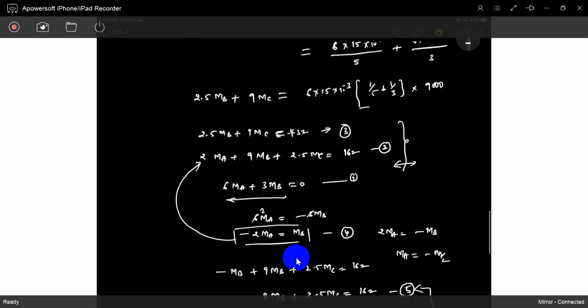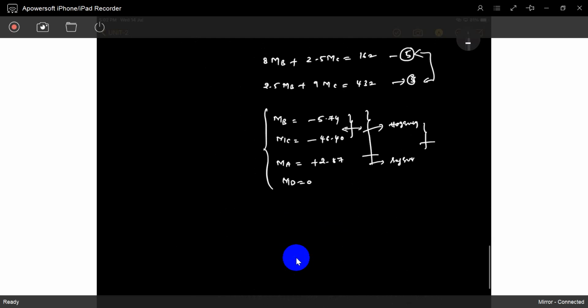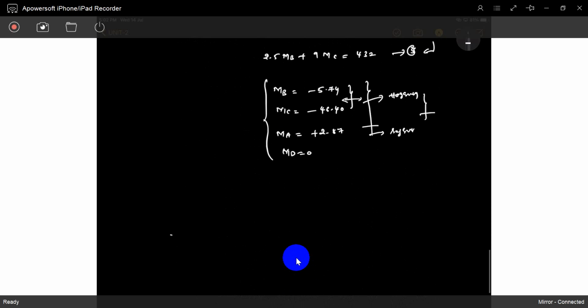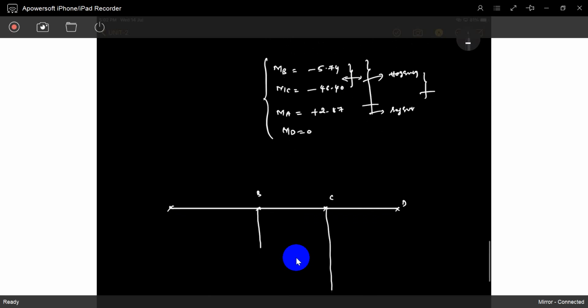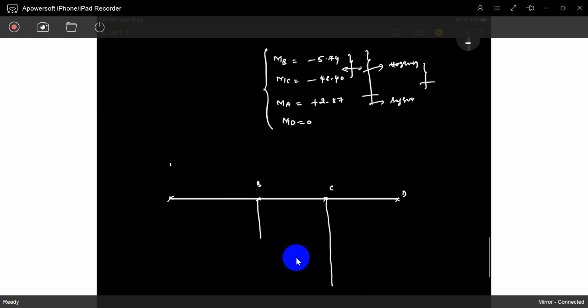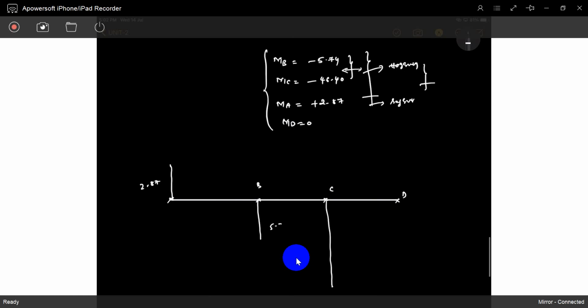I just wanted to leave it for you, but okay, I will do it. Once you got it, you can draw the shear force diagram or bending moment diagram. Bending moment diagram you can draw. This is 0, it's D, then C, B and A. The hogging moment at D is 0. MB is 5.74. This is 40, this is 2.87, this is 5.74, this is 46.4, this is 0.